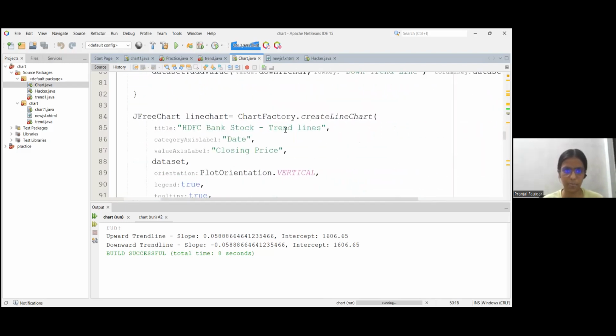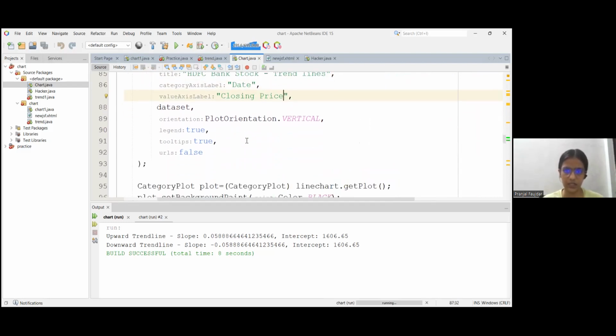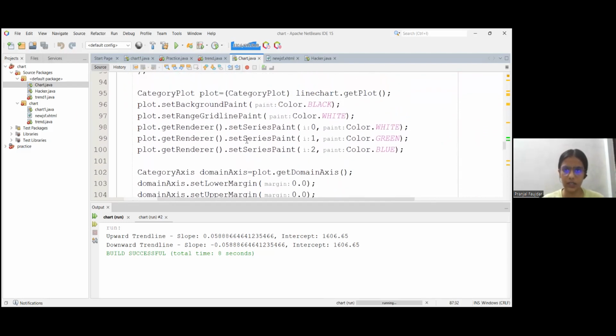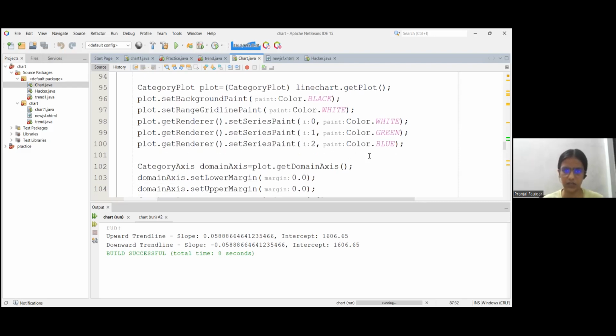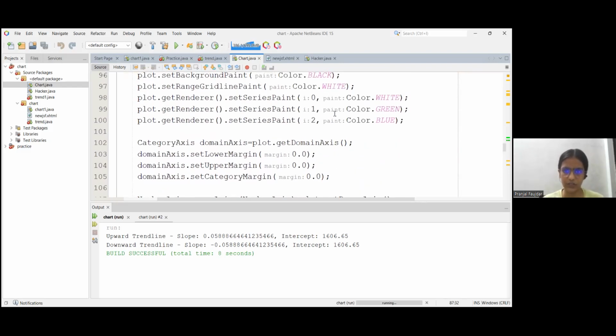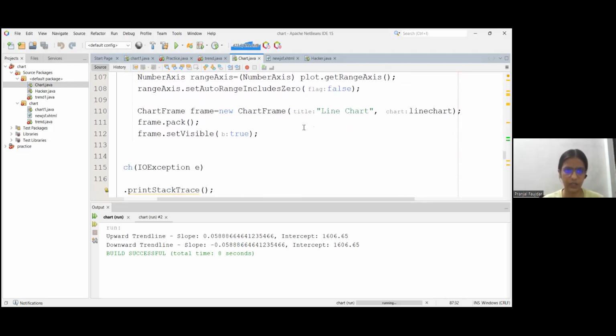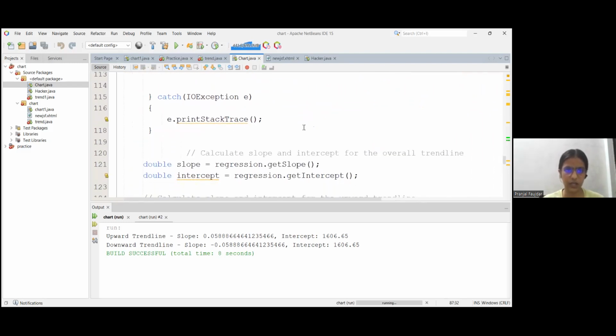Next, here is our JFreeChart, like the frame. So it's the title of the frame, date, and x-axis labels and all. Then here is the frame's color, like background color and line color, like green line or blue line. It's all the grid line colors and all the visual representation. And here is the chart frame, like the line chart. Then we have closed our try catch statement.